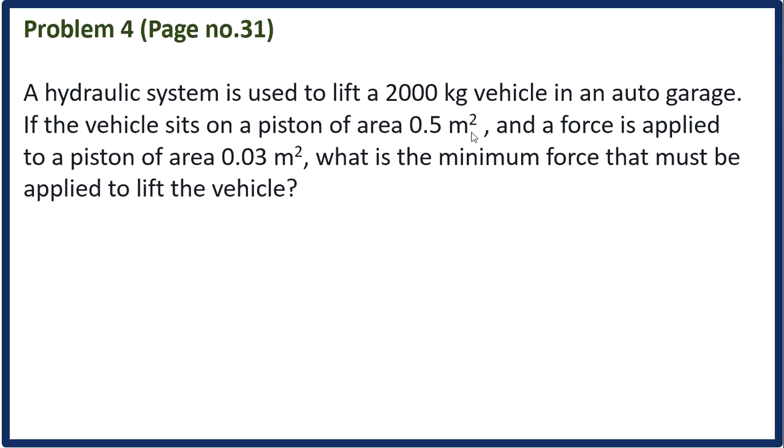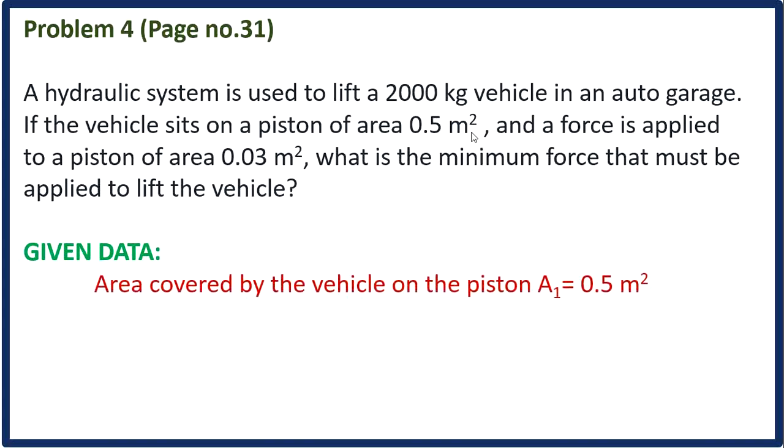A hydraulic system is used to lift a 2000 kg vehicle in an auto garage. If the vehicle sits on a piston of area 0.5 meters square, the area is given as 0.5 meters square, and then the piston on which the force is applied is given as 0.03 meters square. We have to find out the minimum force to lift the vehicle.